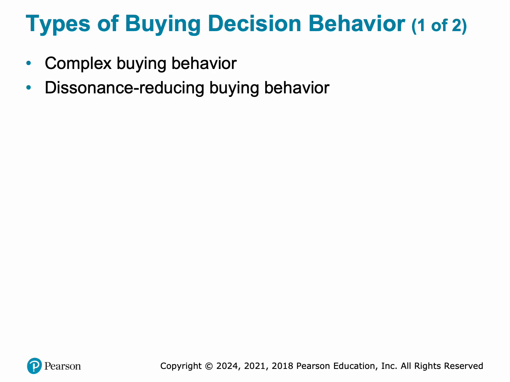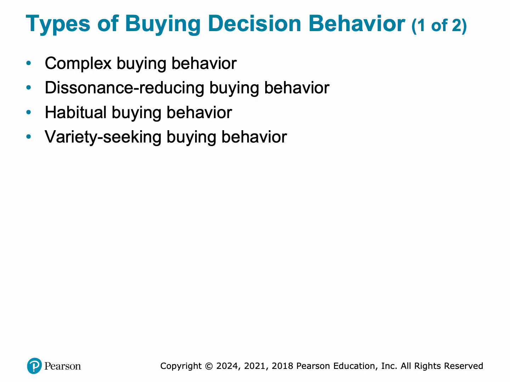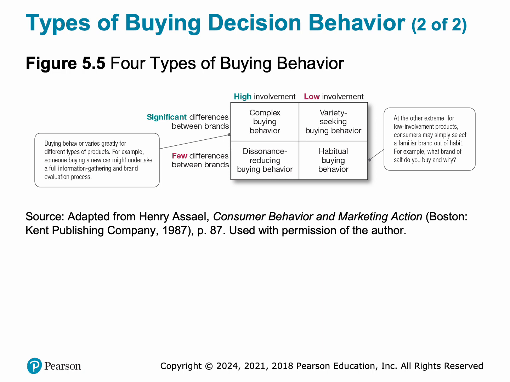So we'll talk more about this complex and the dissonance reducing buying behavior and the habitual buying behavior, variety seeking buying behavior. So this, 5.5, describes these four types.